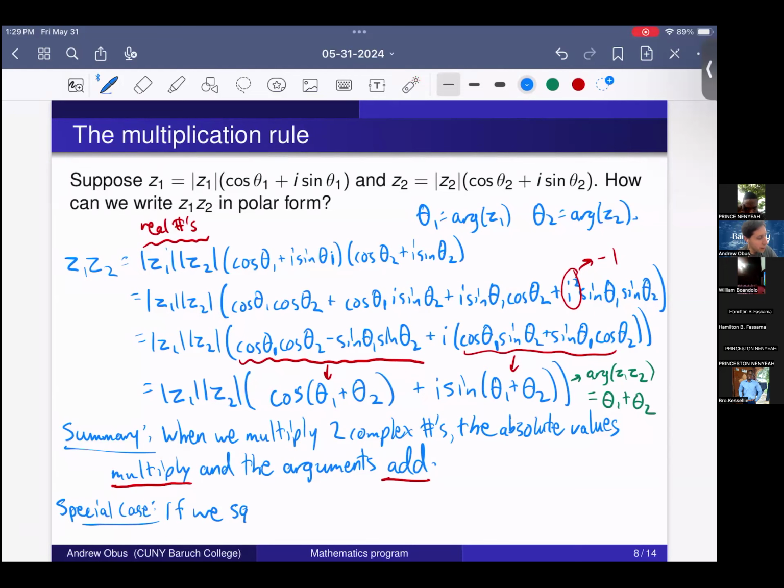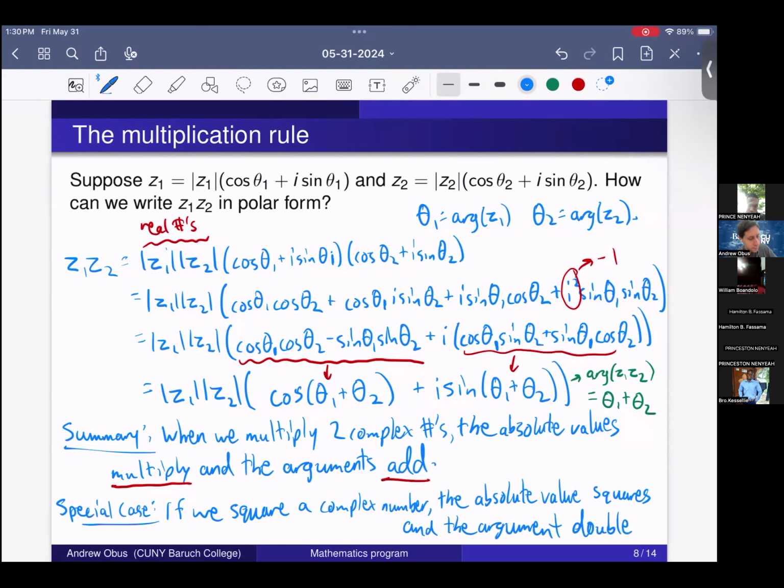If we square a complex number, so that's multiplying it by itself, then the absolute value squares and the argument doubles, right? Because the absolute value gets multiplied by itself, but the argument gets added to itself. So the absolute value squares and the argument doubles.